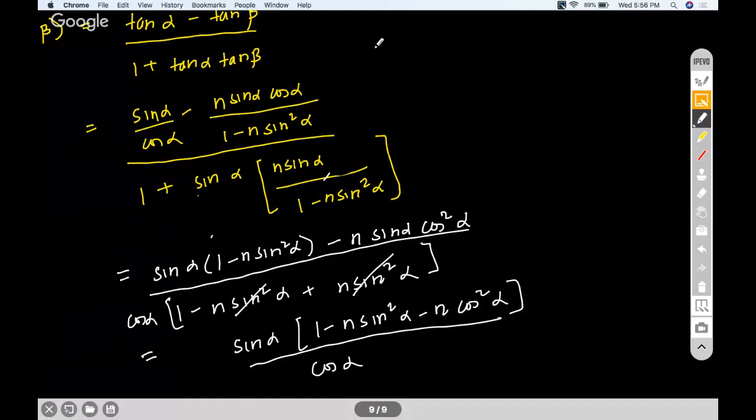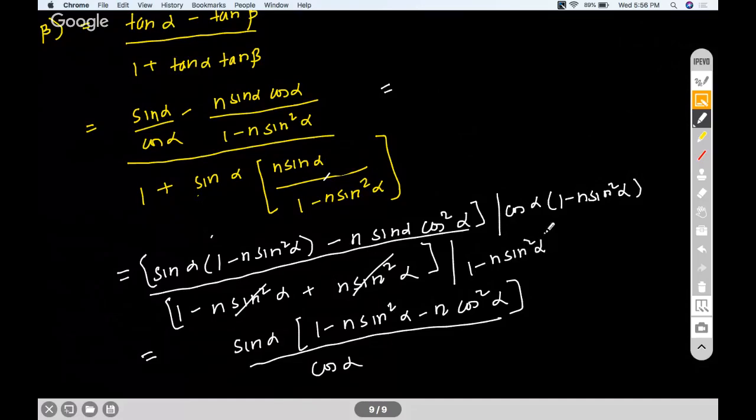So when you take the LCM up, in the up you will have this whole divided by, let me explain what I did here. This whole divided by cos alpha 1 minus n sine square alpha. And here in the denominator, I'll just have 1 minus n sine square alpha. Correct? So what will happen is that this cos alpha will remain. Okay, that's what I have written over here. This cos alpha will remain. Okay. So it will be cos alpha into 1.